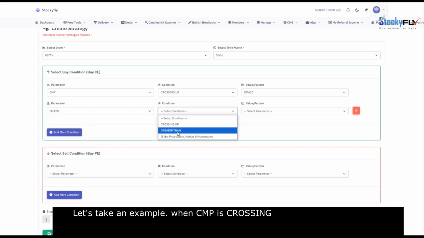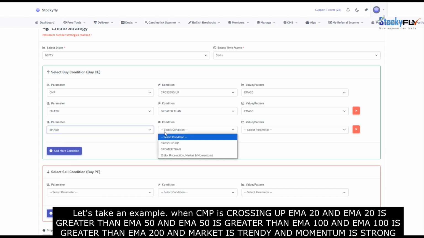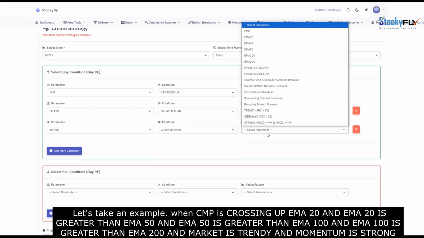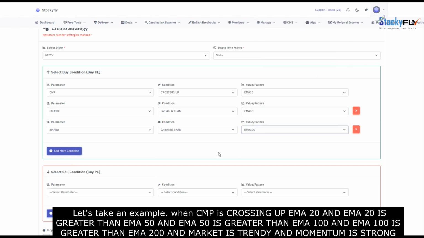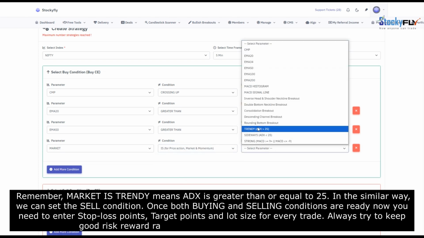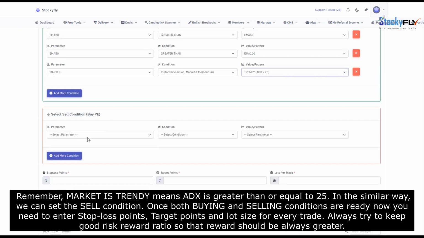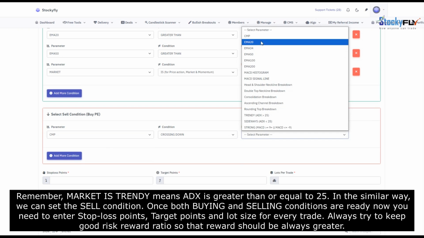Let's take an example. When CMP is crossing up EMA 20 and EMA 20 is greater than EMA 50 and EMA 50 is greater than EMA 100 and EMA 100 is greater than EMA 200 and market is trendy and momentum is strong. Remember, market is trendy means ADX is greater than or equal to 25. In the similar way, we can set the sell condition.